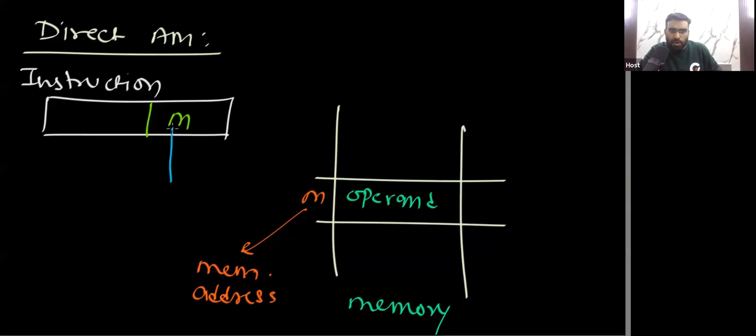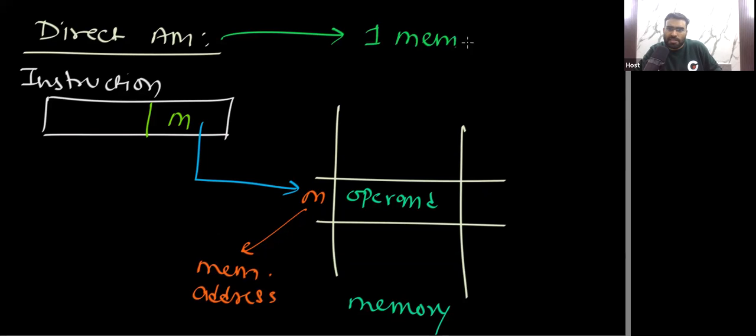If you go to this memory address, you will find the operand. Okay, so very simple. For this direct addressing mode, how many memory accesses are required? One memory access is required, yes or no? For this, we need one memory access. Okay, so very simple point.